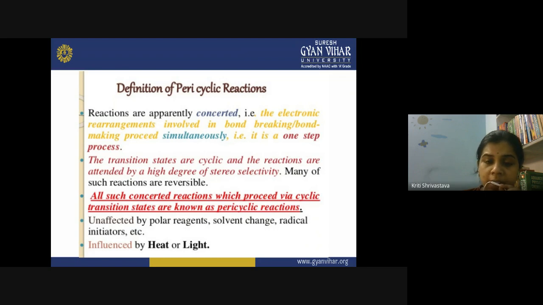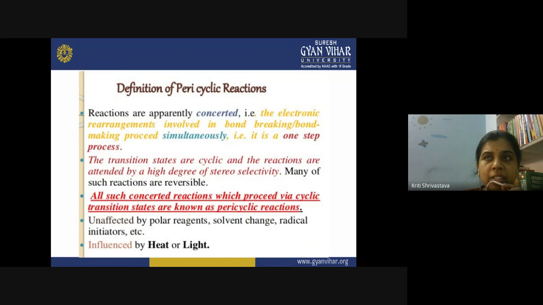Now, what are the other properties? Like I have told you, they are unaffected by polar reagent, they are unaffected by solvent change and radical initiators. But yes, they are influenced by heat and light. They have certain effect of heat and light on them.